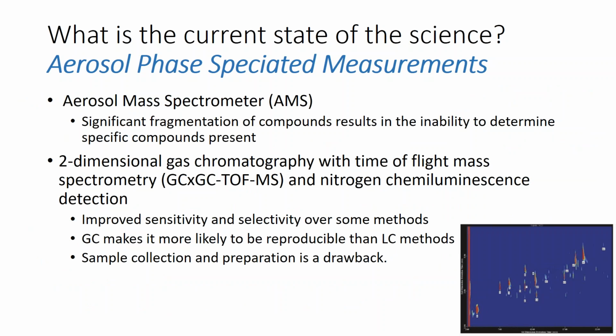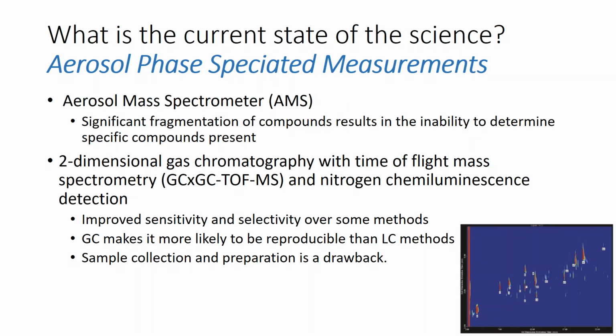There are also different types of online techniques. One that probably most of us are familiar with for aerosol speciated measurements is an aerosol mass spectrometer. One issue is there is significant fragmentation, even more than the electrospray ionization that we talked about before. And it's really hard to determine the specific compound present.